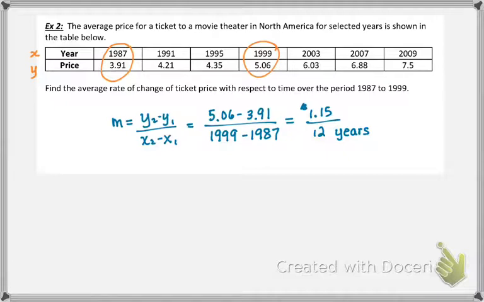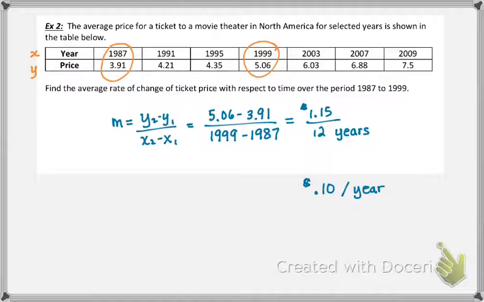And if you want to divide it, you can look at it differently and say, well, if I divide it, that means $1.15 divided by 12. That will tell me how much increase there is in ticket price every year. So if I divide it, just to give you an idea, and round it to the nearest cent, it's basically about 10 cents for every year. Between 1987 to 1999, prices increased by roughly 10 cents a year for movie tickets.